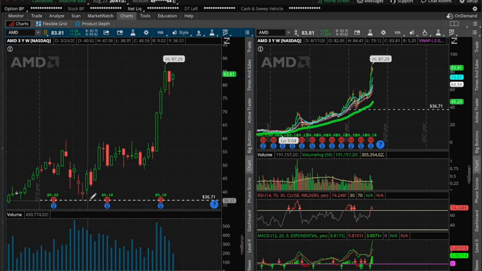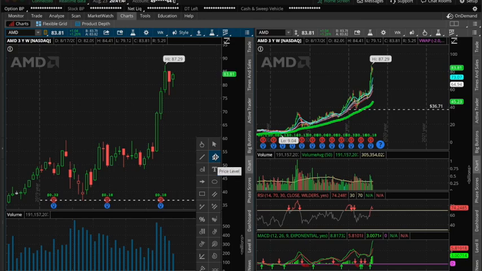You want to plot that horizontal price line, and the way you even get that is using the price level right here.